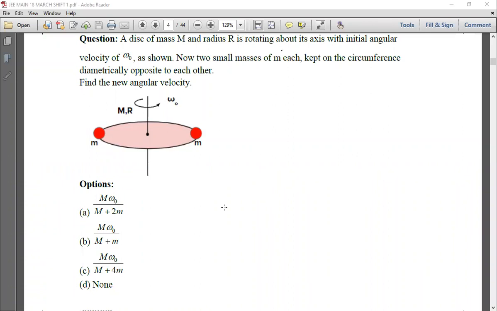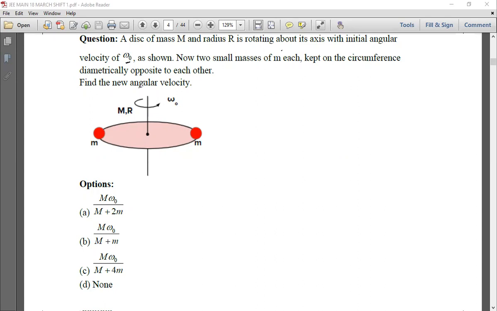A disk of mass capital M and radius R is rotating about its axis with initial angular velocity omega naught. Now, two small masses of small m each are kept on the circumference diametrically opposite to each other. Find the new angular velocity. You know that disk, the one in a CD player, that is a disk.